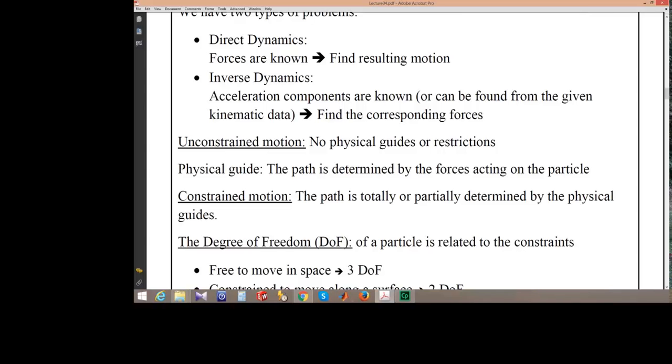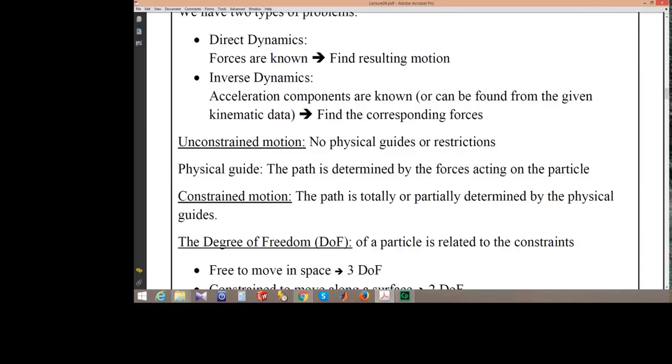And that brings us to the constraint motion. The path is totally or partially determined by these physical guides. You can define actually the planar motion of a particle as a constraint motion, because the constraint in this case is the plane itself. The plane applies normal forces to the particle so that the particle cannot move inside or outside the plane, but it stays on the plane.